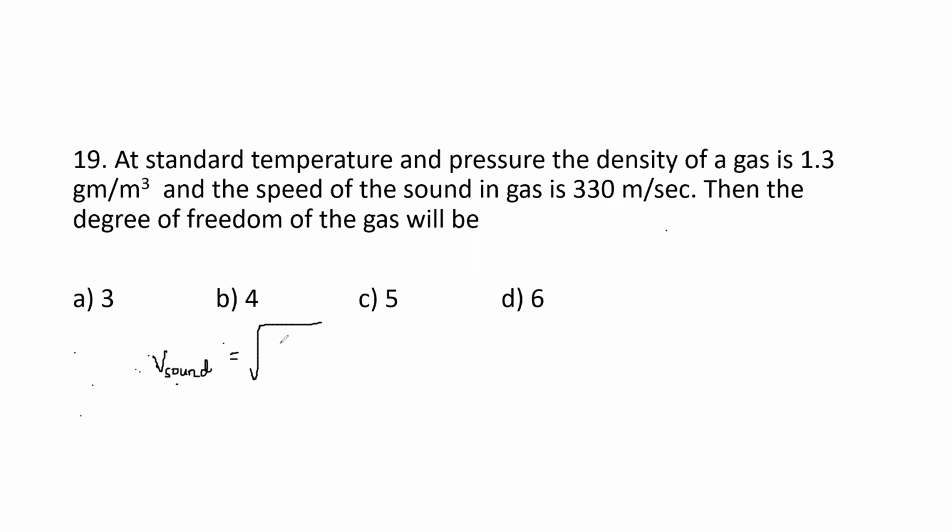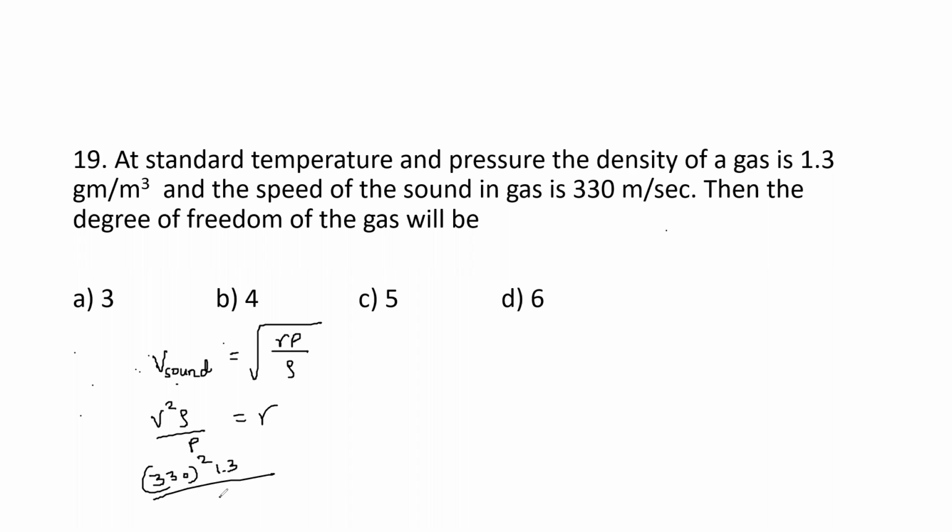Therefore, V of sound is equal to the square root of gamma into P divided by rho. So we need the value of gamma. Therefore, gamma is equal to V squared rho divided by P. So V value is 330 whole squared, and rho is 1.3, divided by P.